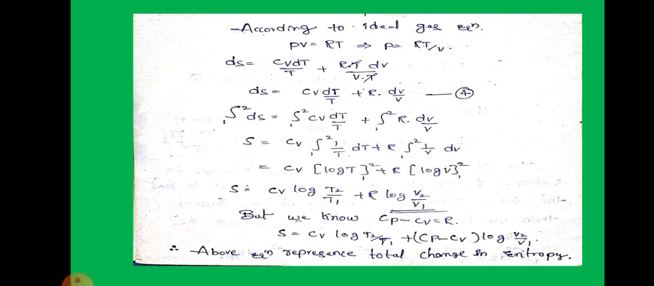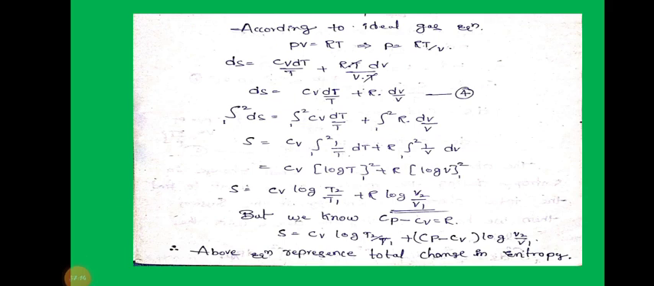But we know that Cp minus Cv is equal to R. Therefore finally S = Cv log T2/T1 plus (Cp minus Cv) log V2/V1. So the above equation represents the total change in entropy in an ideal gas. A very important one. Change of entropy in an ideal gas.